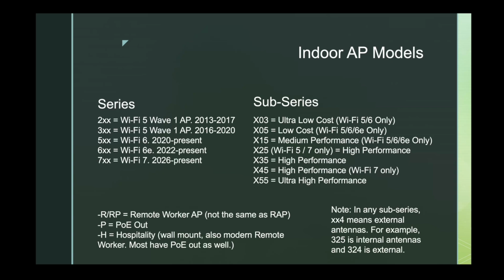Now, sub-series. So, as you may notice here, there are these X's remaining. These are where the sub-series goes. So, 03 is ultra-low cost. These are only in the Wi-Fi 5 and 6 APs only. X05, meaning any of these numbers, plus 05 is your ultra-low or your low cost, only found in the Wi-Fi 5, 6, and 6E series.